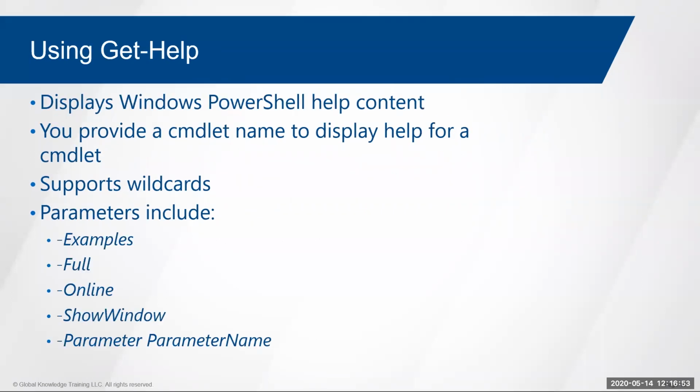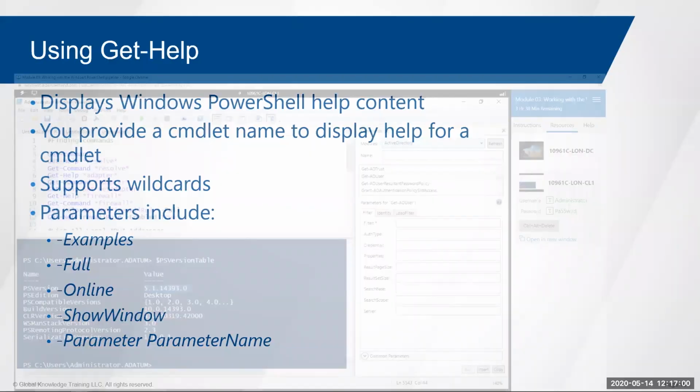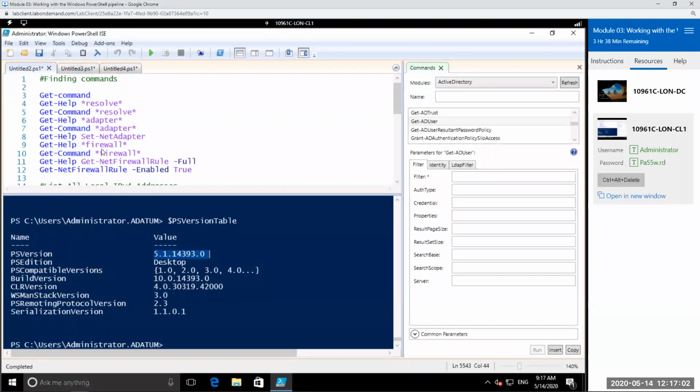Now, the get help, of course, will give you a ton of information about commands and information associated to different parameters within those commands. So if I want to, for example, go out and get help for the set network adapter cmdlet, what I can do is simply run a get help for set net adapter. I prefer to run this with a show window myself so that I can actually pop out all of the help information.